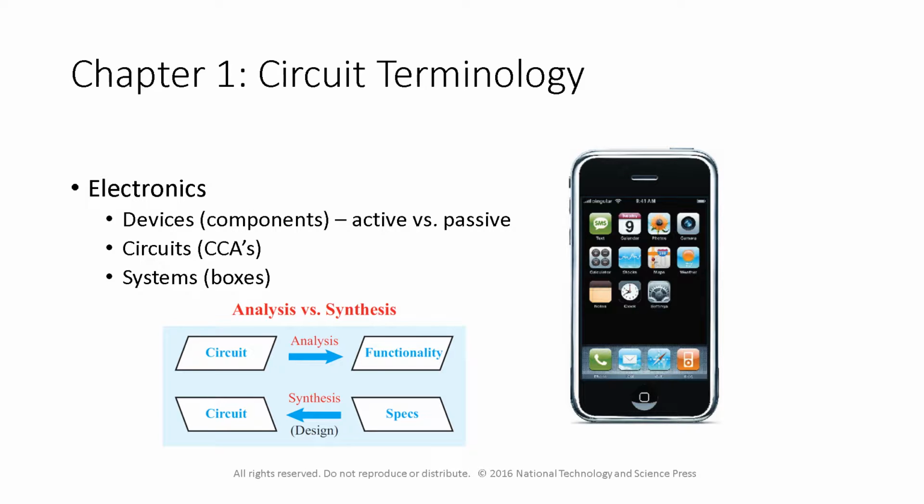So generally active devices I also think of as a little bit more complex, because usually you have two inputs and one or more outputs. Two or more inputs and one or more outputs. A passive device to me usually has one input and one output.